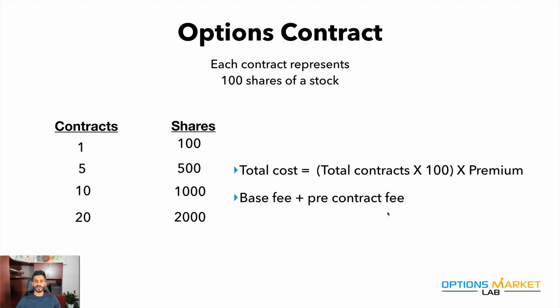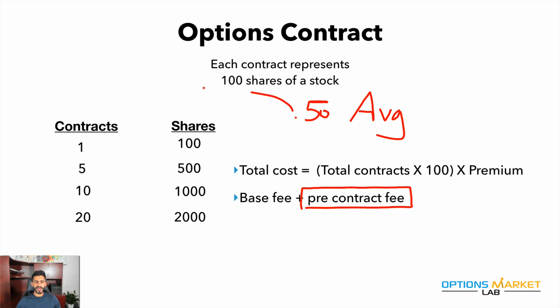Now, the formula for options, what you have to understand is you have to pay a per-contract fee per contract. Depending on who your broker is, brokers usually charge, let's say, a 50 cent per contract fee. Let's say your broker charges 50 cents per contract. If you have one contract, you're paying 50 cents. If you have 5 contracts, you're paying $2.50 in fees, right? So that's another added cost.